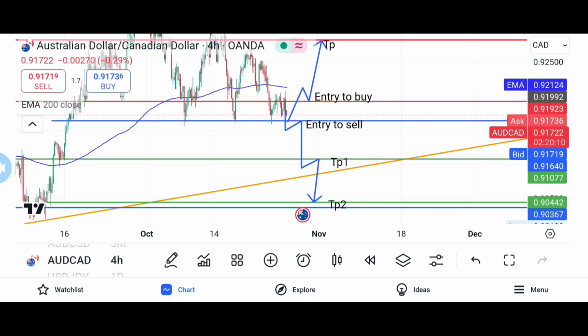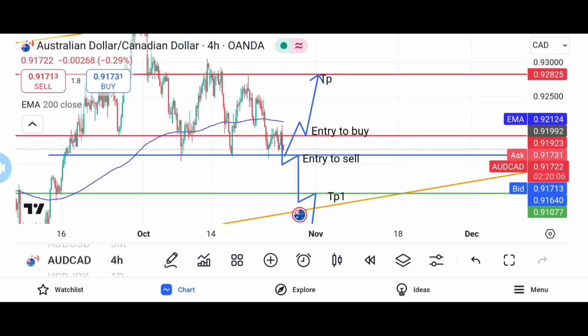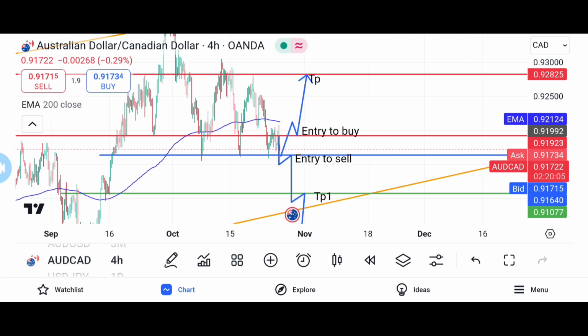Our plan A is to sell this market to TP1 or TP2. Otherwise, have a blessed weekend, and let's be patient and watch this price action, and watch the pair Audcad and see how it will open up. Thank you guys.